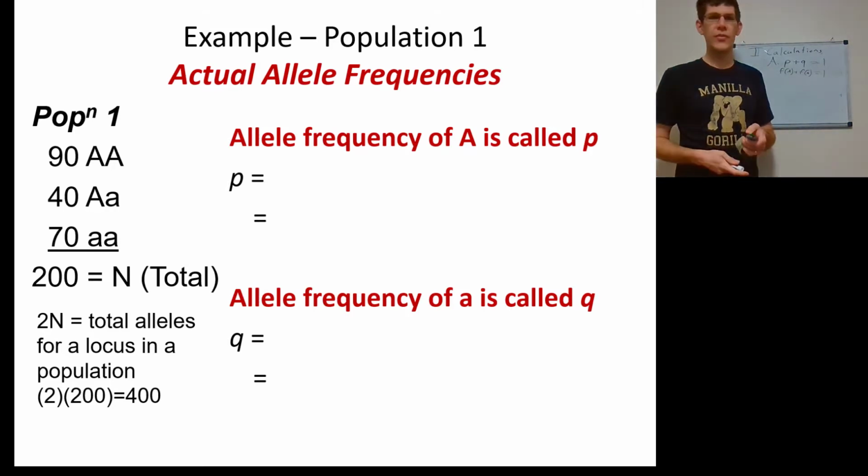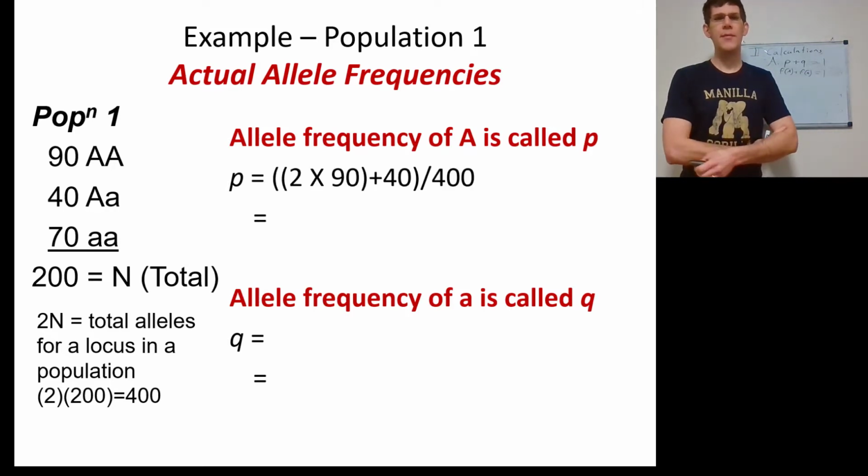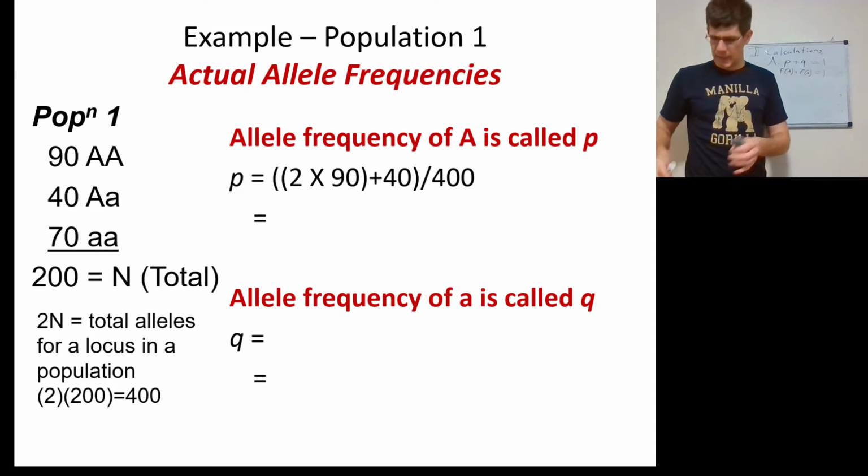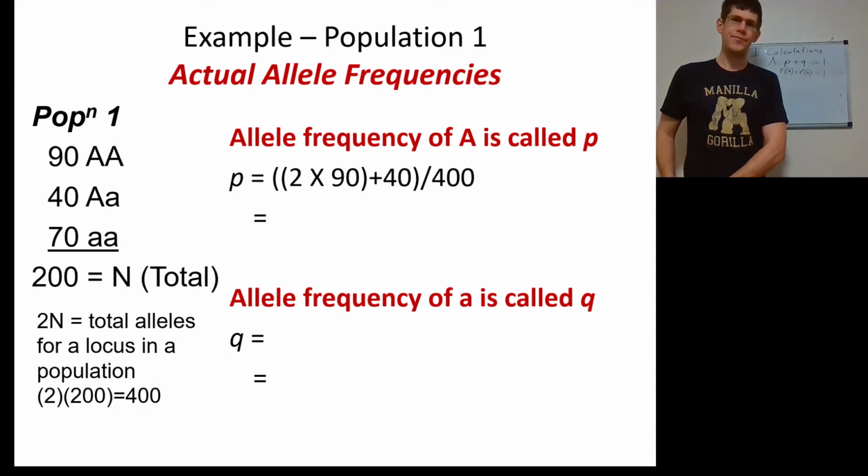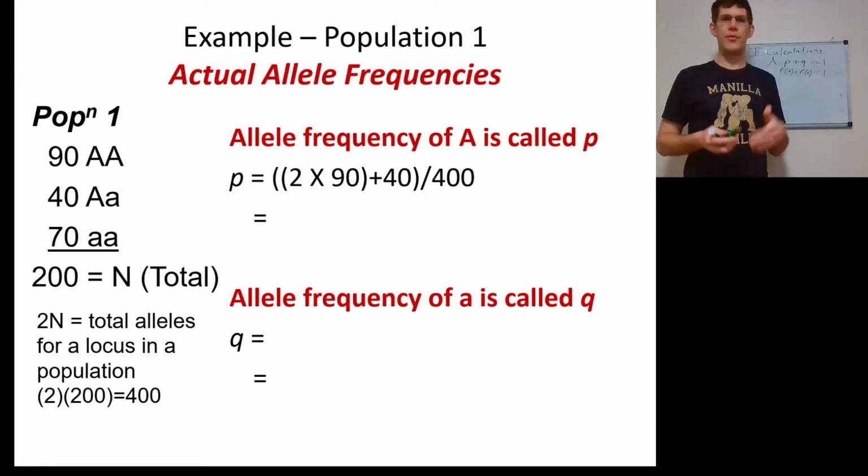So let's see, the P is equal to 2 times 90. Hold on, it's math, I know, but let's look at this. That 2 times 90, each one of those 90 individuals that is homozygous dominant has 2 copies of the dominant allele. So you get 2 times 90. Each one has 2 of those alleles. Each heterozygote has 1 of those alleles. So 2 times 90 plus 40, divided by 400.